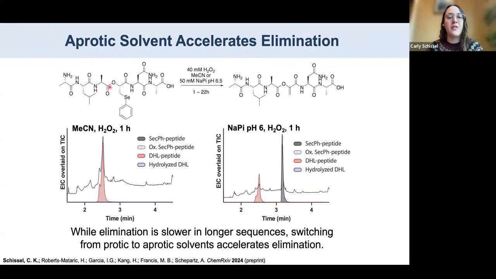So these peptides could then be oxidized to form the DHL analogs. And I actually found that an aprotic solvent really accelerates this elimination. And so looking here first, this is DHL formation in the presence of water. And red is the DHL peptide and gray is the starting material. And we can see that that reaction is not done after 1 hour. But when that reaction is performed in acetonitrile here, we can see that no more starting material remains, and our major peak is the DHL peptide.